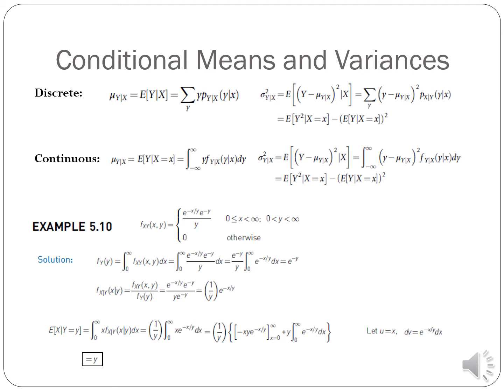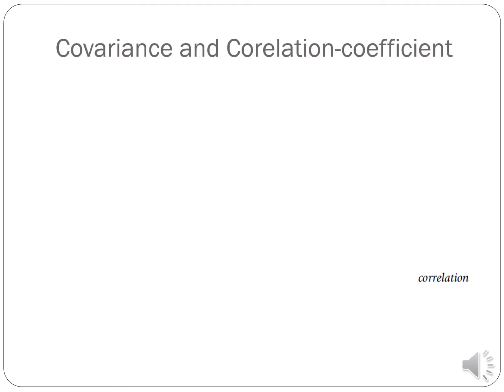I think all of you should practice at least one example for conditional mean and variance. Some of the problems are given at the end of this chapter. So next, what we are going to focus on is covariance and correlation coefficient.